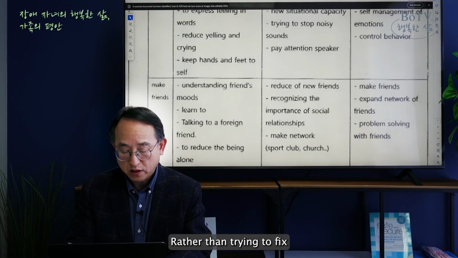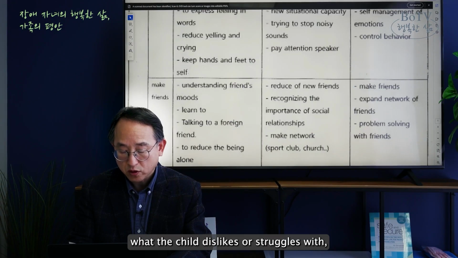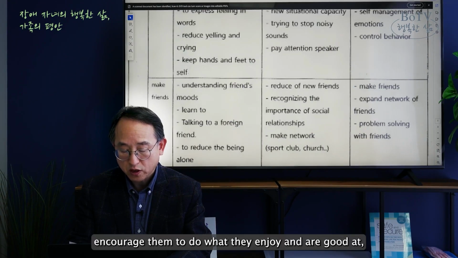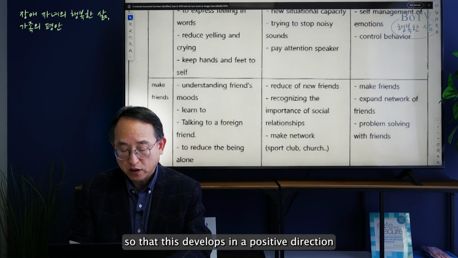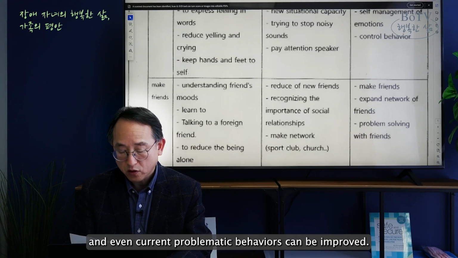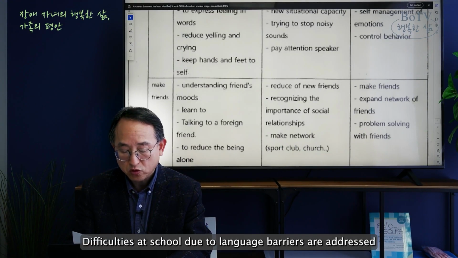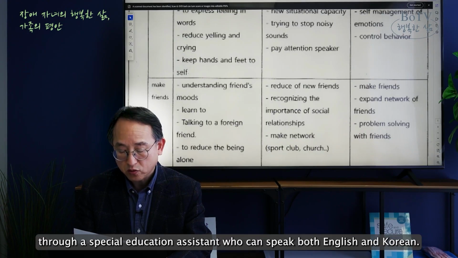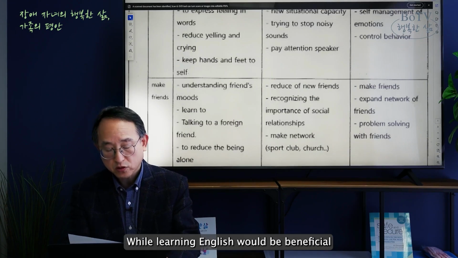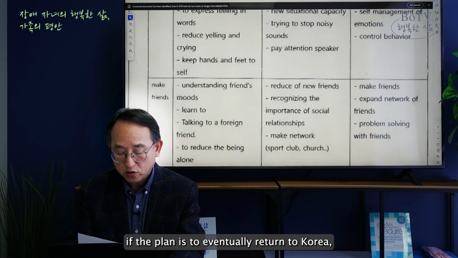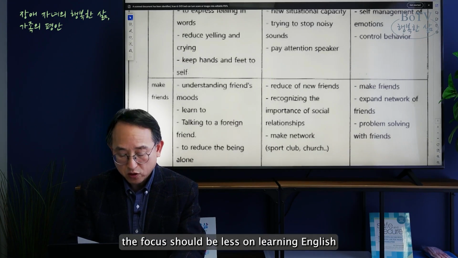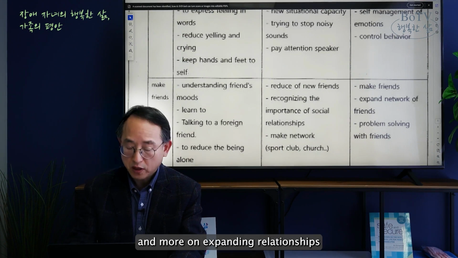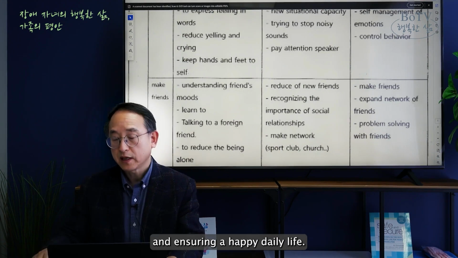Rather than trying to fix what the child dislikes or struggles with, encourage them to do what they enjoy and are good at, so that this develops in a positive direction and even current problematic behaviors can be improved. Difficulties at school due to language barriers are addressed through a special education assistant who can speak both English and Korean. While learning English would be beneficial, if the plan is to eventually return to Korea, the focus should be less on learning English and more on expanding relationships and ensuring a happy daily life.